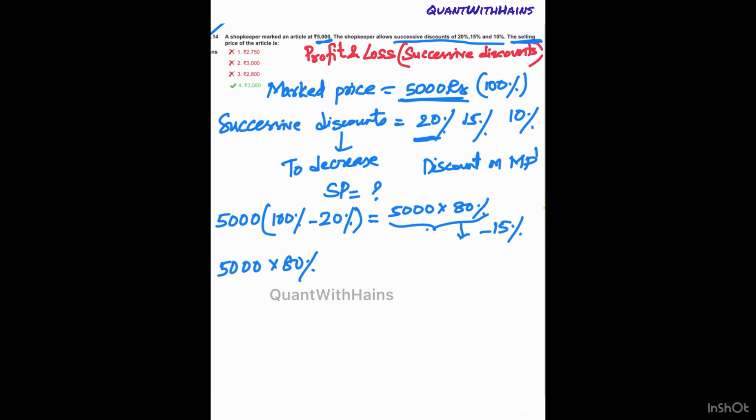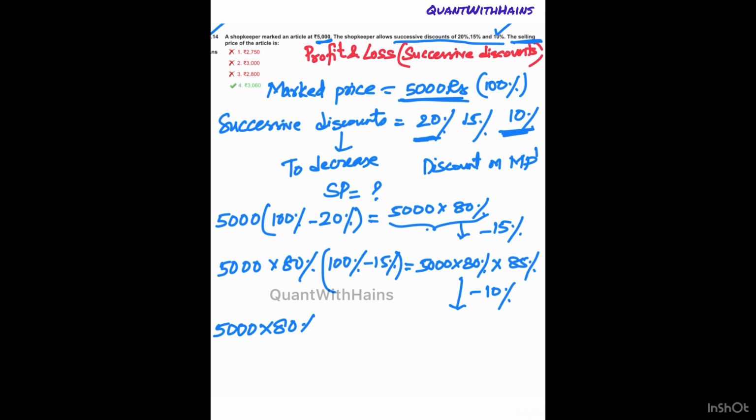If we think this as 100%, we need to decrease by 15%. That is 5000 into 80% into 85%. Again this value we need to decrease by 10%. 5000 into 80% into 85% into 100. This whole value if we assume as 100%, we need to decrease by 10%. 100 minus 10% is 90%.